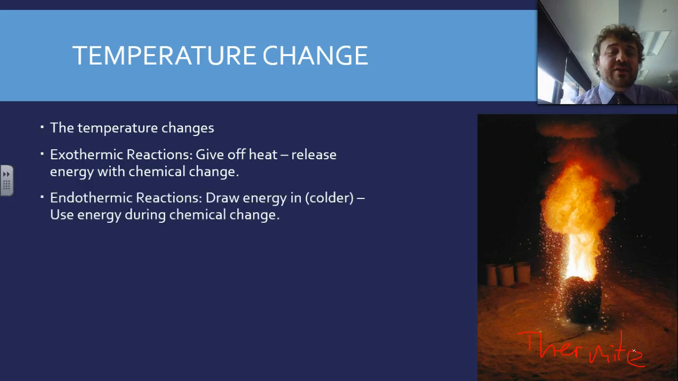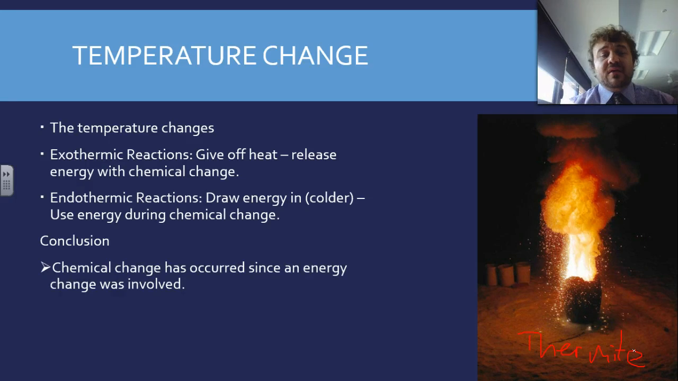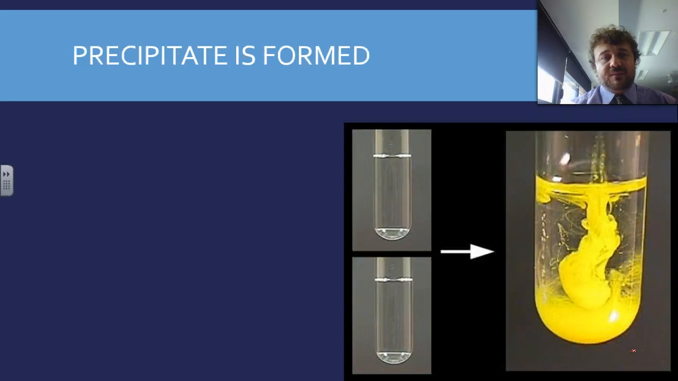An endothermic reaction draws energy in so that the surrounding area gets colder. And so these are using chemical energy, using energy during that chemical change. So our conclusion, a chemical change has occurred because a significant energy change was involved.